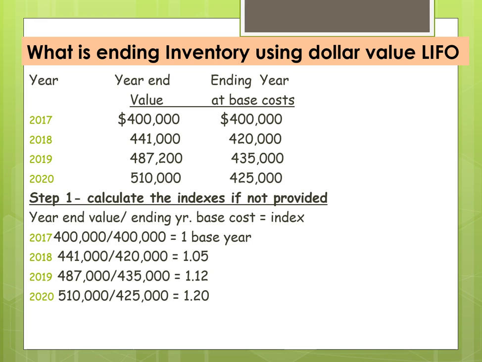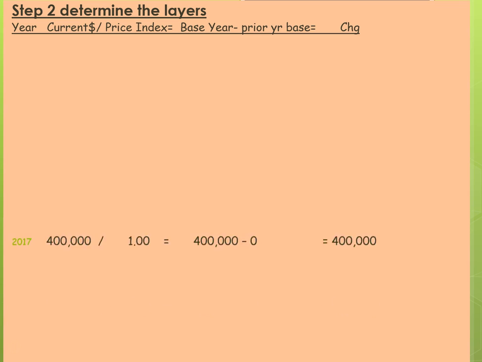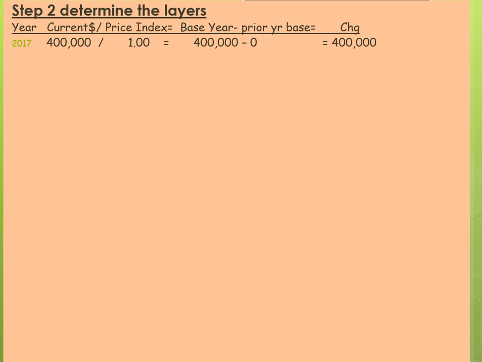Next thing we need to do is figure out what the layers are. Well, here's how I do it. Remember, the first year is always 1. So I take the current year price divided by the index, which gives me the base year, minus the prior year base, and there is none, so the first year is always the same. The current price and the base are always the same the first year. Now the next year, I'm going to take that 441 divided by the 1.05, which is your index, which gives you a base of 420. We subtract the prior years, which means we've got a layer of 20,000.